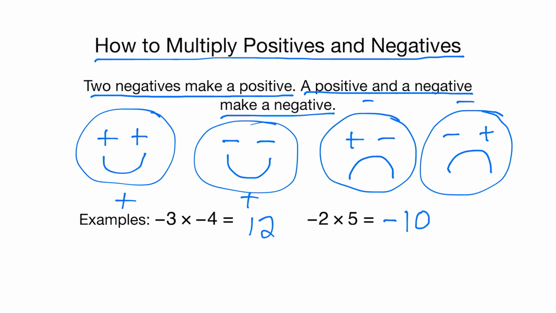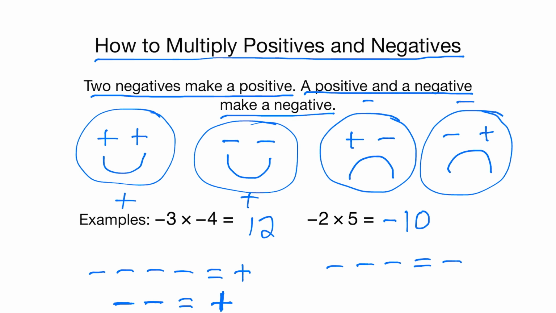So if you had a long string of numbers that you were multiplying together and you had four negative numbers that you're multiplying together, your answer is going to be positive. If you have three negative numbers that you're multiplying together, your answer is going to be negative. So another way to think of this is that these two negatives together, this piece joins this piece to become this piece, a positive. Two negatives together make the positive sign.